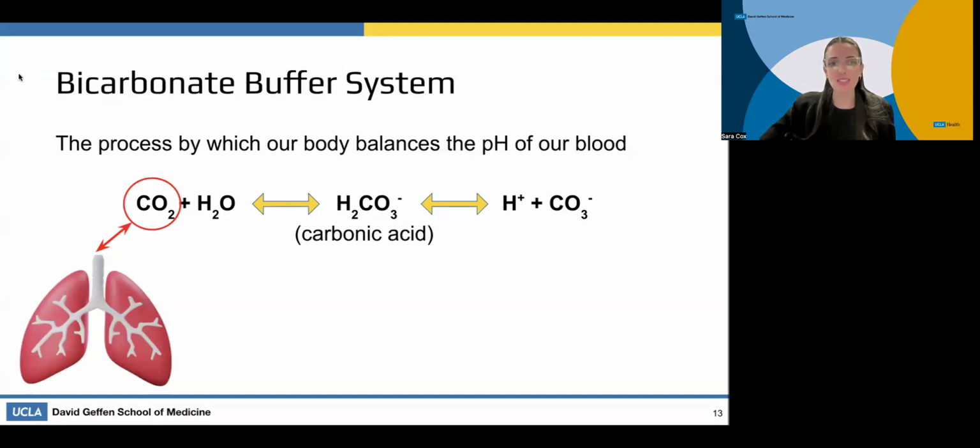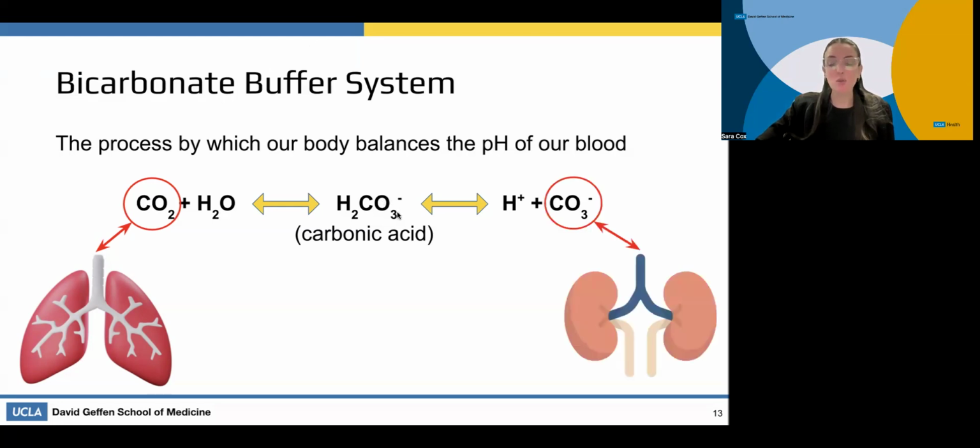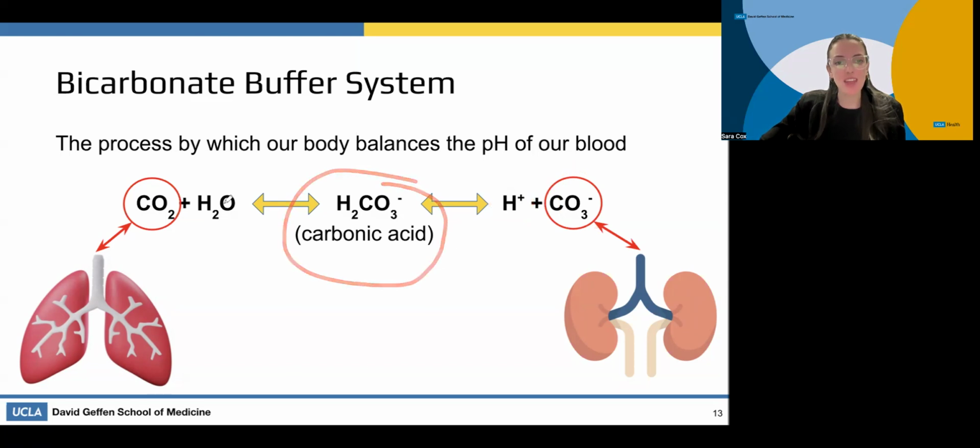Another way we can adjust this buffer system is through the kidneys, because the kidneys control bicarbonate reabsorption. And that can also help us balance pH in that way. Now, when the blood becomes too acidic or has too high of hydrogen ion concentration, the bicarbonate ions, these guys over here, will react with this hydrogen to create carbonic acid, which can then push over here to create carbon dioxide, which will then be easily eliminated through breathing.